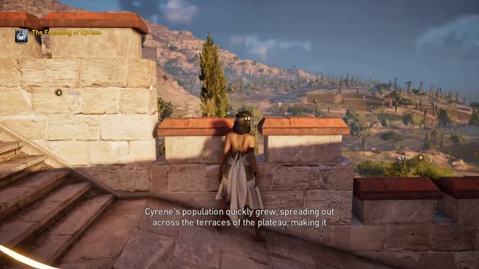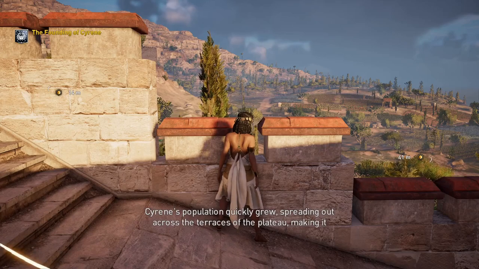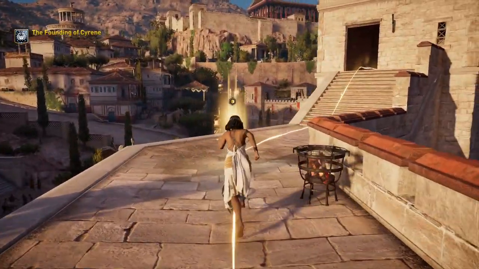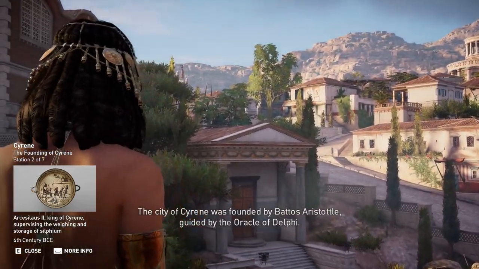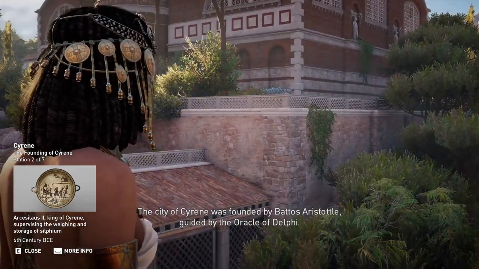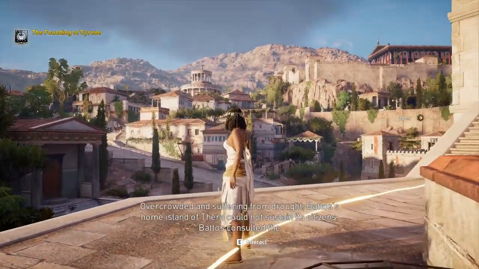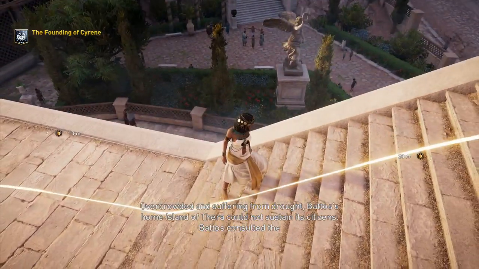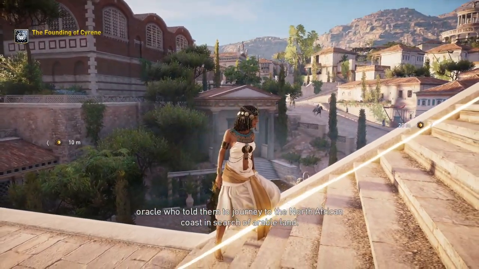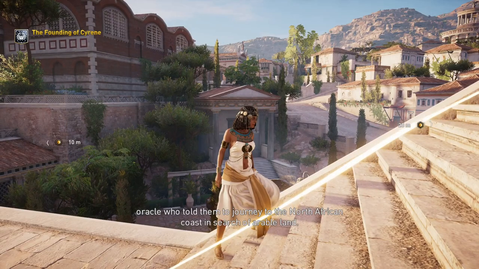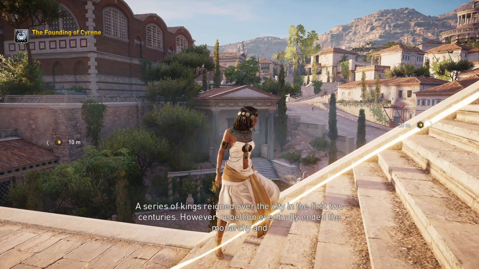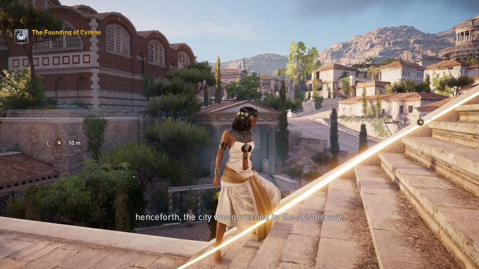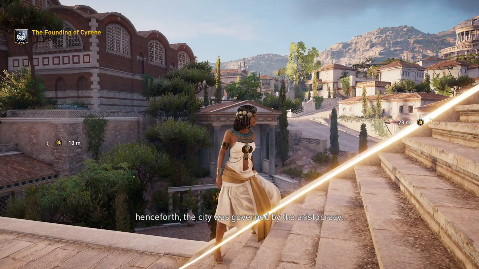Cyrene's population quickly grew, spreading out across the terraces of the plateau, making it the first and largest of the five colonies. The city of Cyrene was founded by Batos Aristotle, guided by the Oracle of Delphi. Overcrowded and suffering from drought, Batos's home island of Thera could not sustain its citizens. Batos consulted the oracle, who told them to journey to the North African coast in search of arable land. A series of kings reigned over the city in the first two centuries. However, rebellion eventually ended the monarchy, and henceforth, the city was governed by the aristocracy.